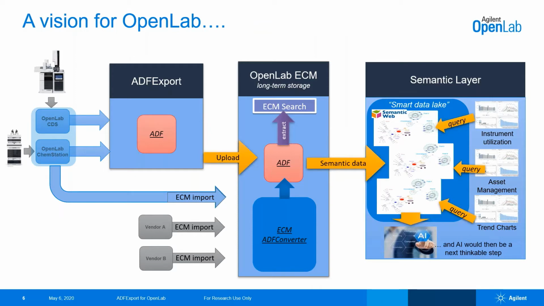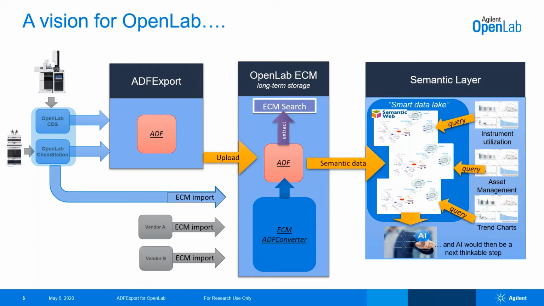Here you can see a vision we have for OpenLab, and the question is what will be next at Agilent. We are accomplishing the ADFExport, which you can see depicted here in the first part with the new release. For the next release, we are planning to access the OpenLab ECM for long-term storage and archiving capabilities. The semantic layer you can see in the most right block.